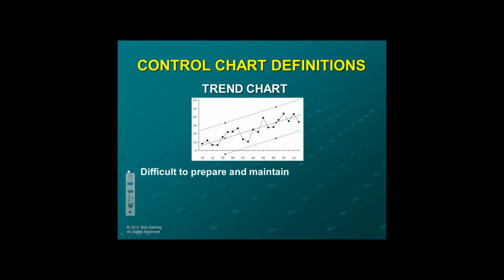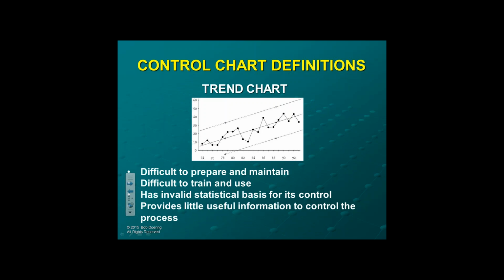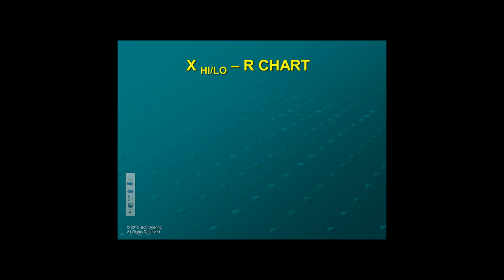So again, that shows that the trend chart, although some people tend to think it's a great chart for tool wear, is difficult to prepare and maintain. It's difficult to train and use. It has an invalid statistical basis for its control. That is, it's looking at measurement error instead of process error, and it provides little useful information for the control of the process. Let's take a look at the X high-low R chart.